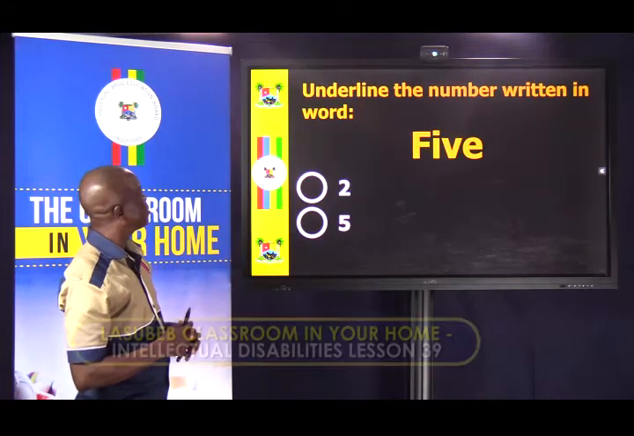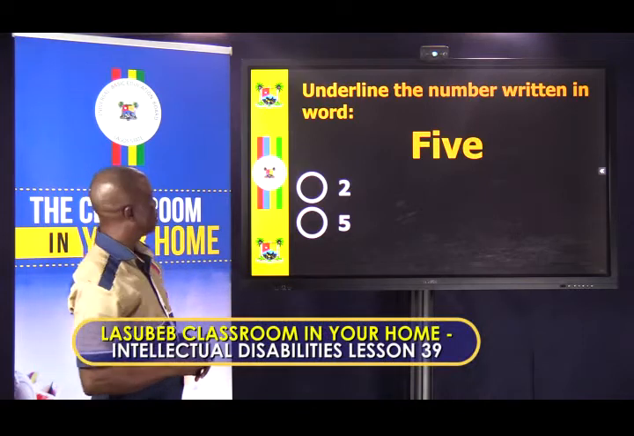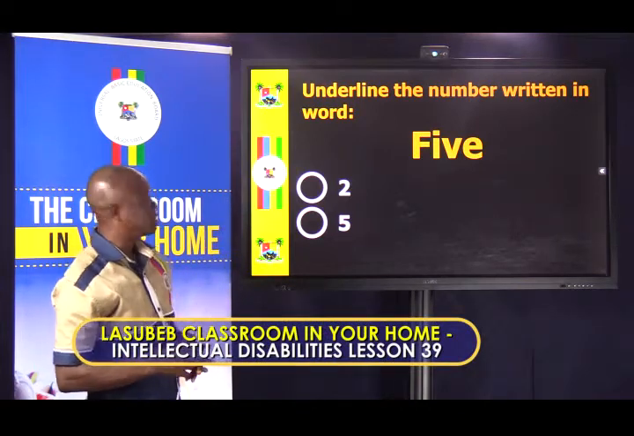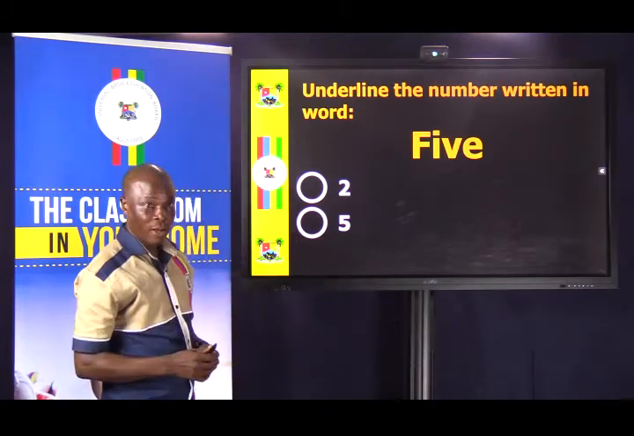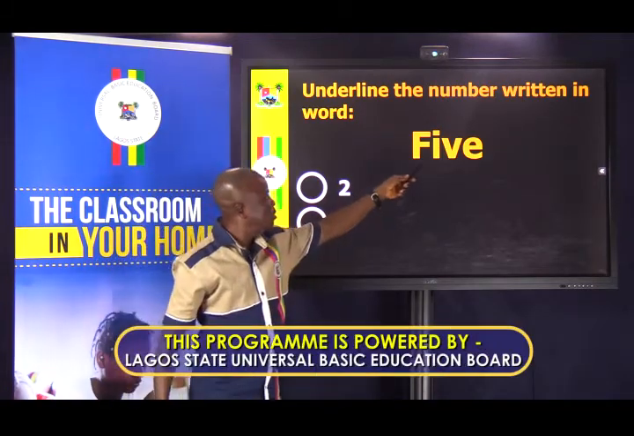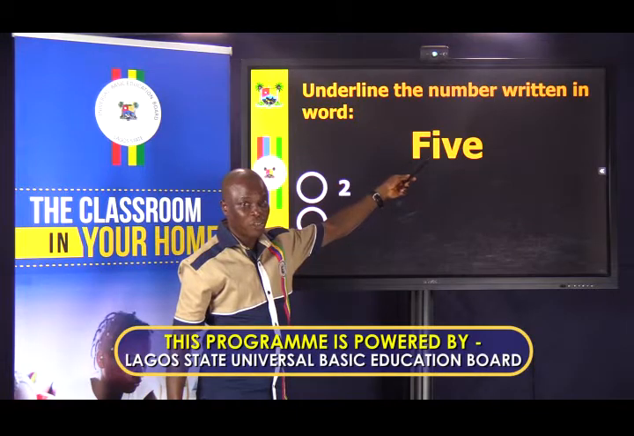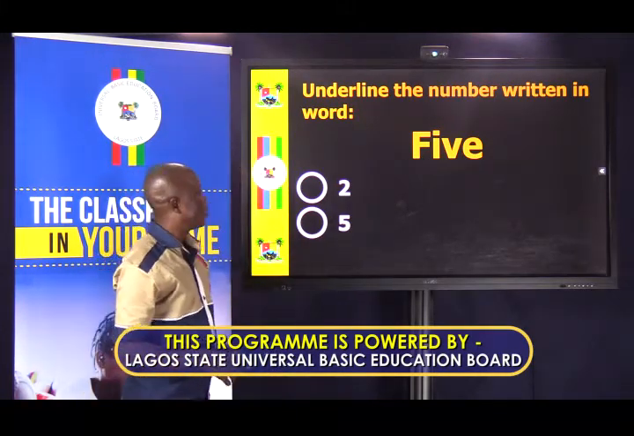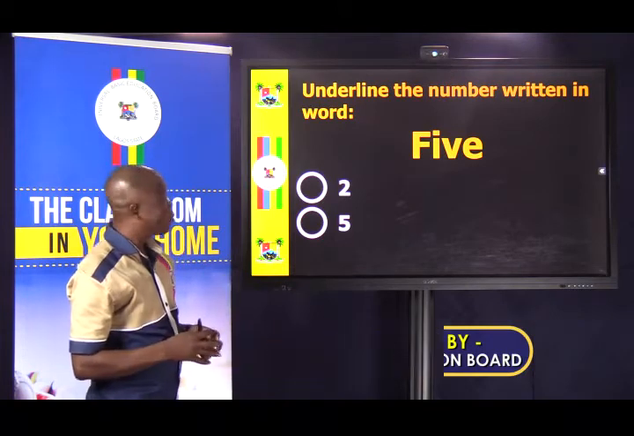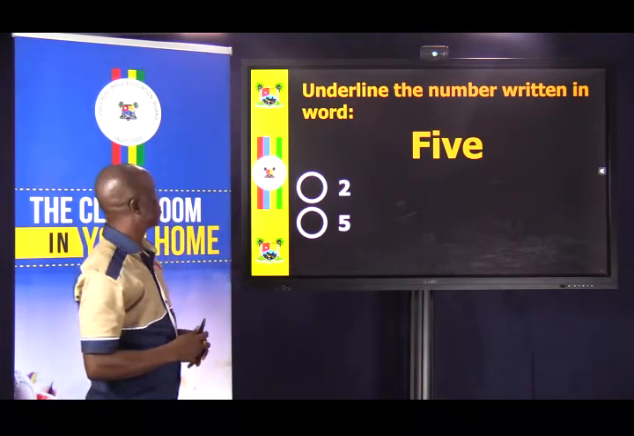Underline the number written in word. A number is written in word. Underline the number. You have seen the number. Look at the screen. This number is written in word. Now you have to pick the correct number that goes with the one written in word.